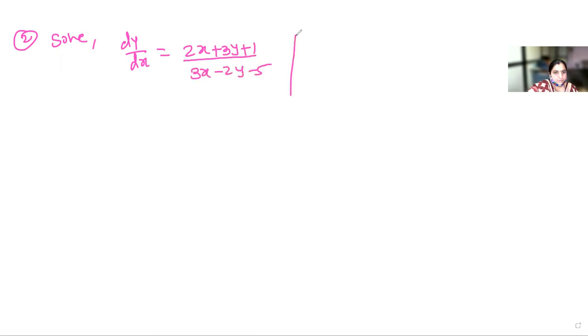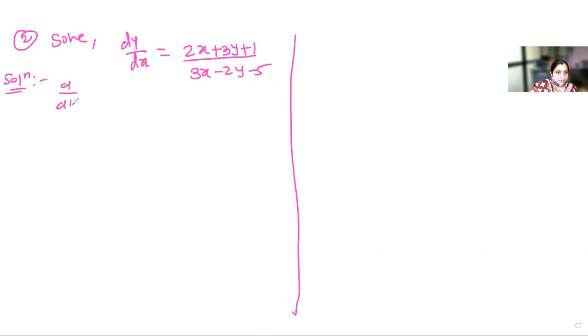An example. Firstly, we solve this example, then we move towards the other example. dy by dx is equal to 2x plus 3y plus 1 divided by 3x minus 2y minus 5. Because in the previous example there is a little bit of correction in the textbook also, that's why we firstly solve this example.